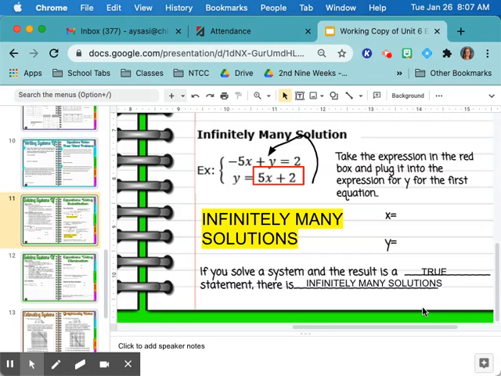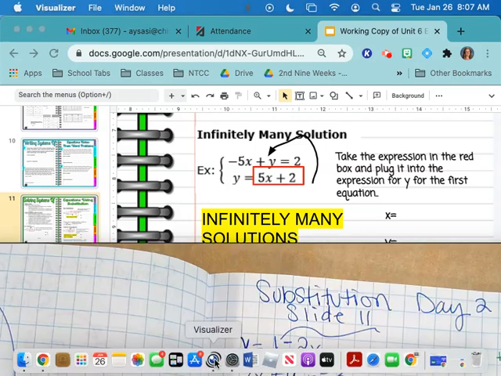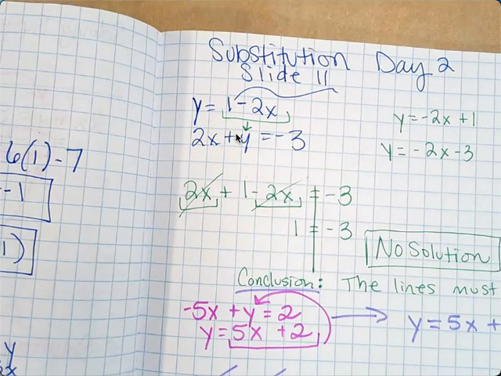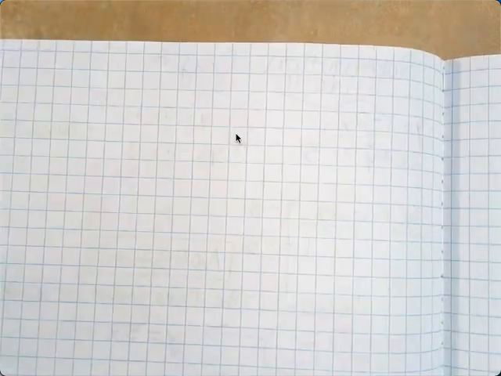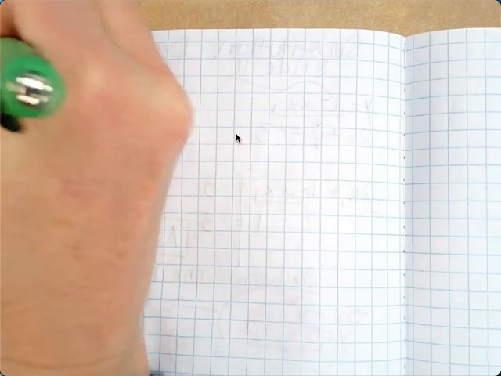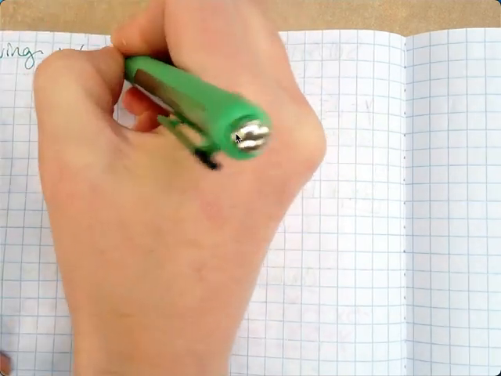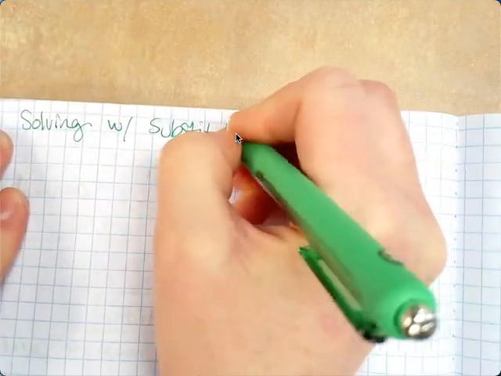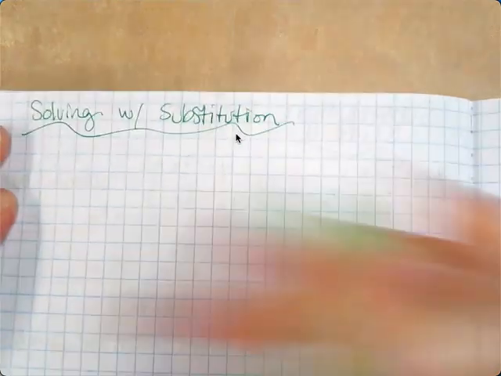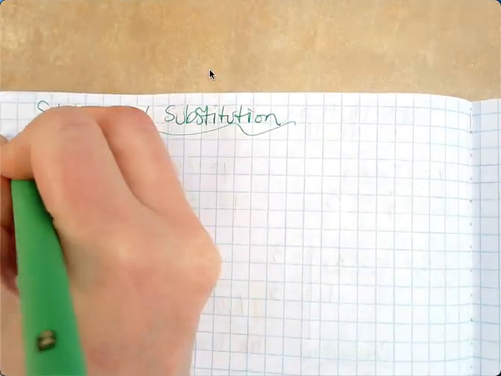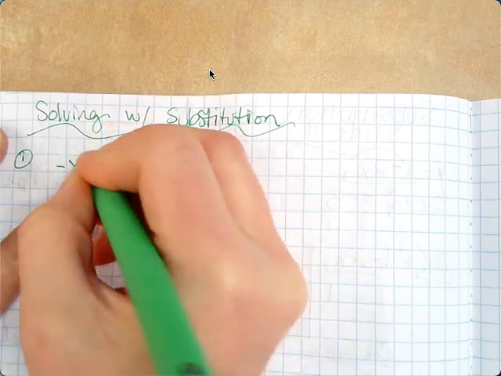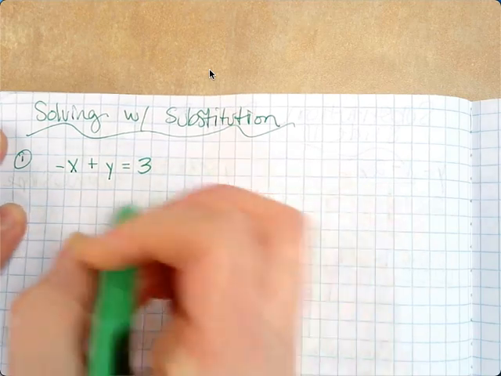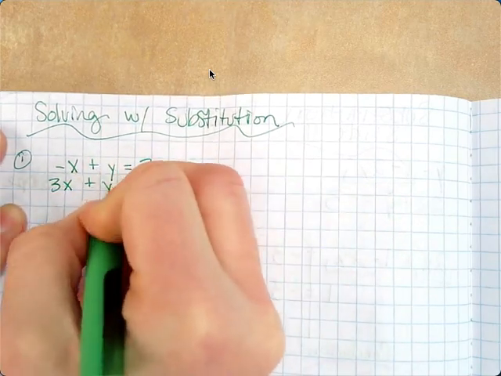Okay, so far we have done systems that have one of the variables solved. So we need to do some examples when a variable is not solved. They're both written in standard form. So I'm going to go to the next page because I don't have room on my other one. Solving with substitution. So this example is going to be negative x plus y equals 3. And 3x plus y equals negative 1.